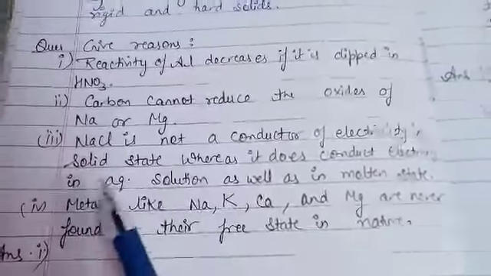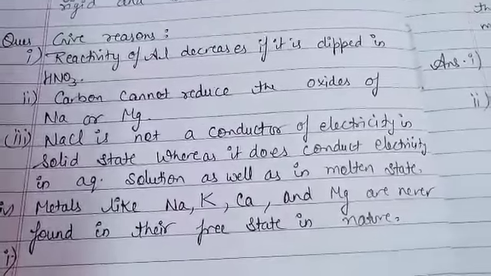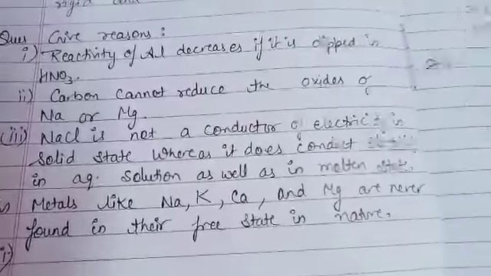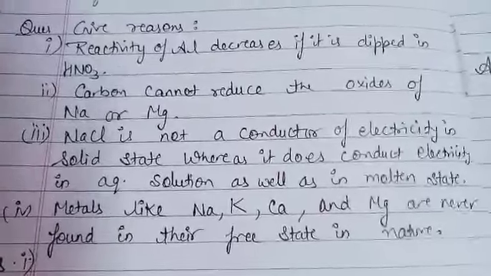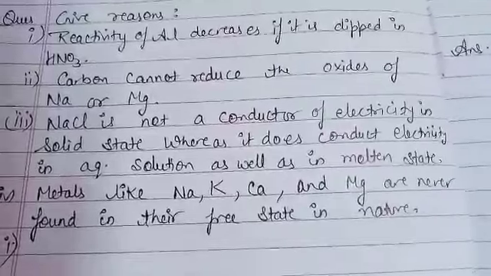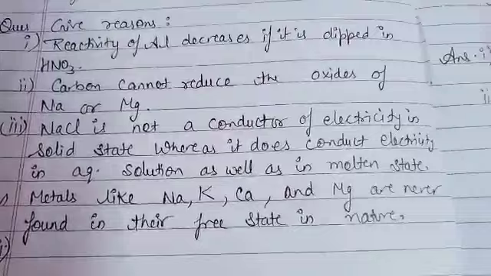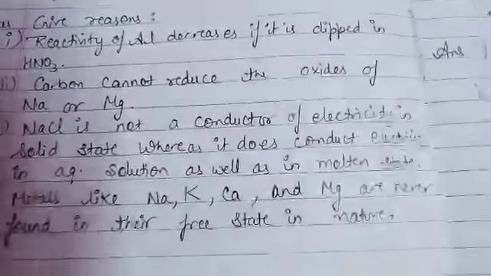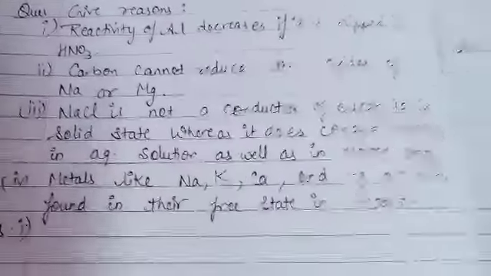Now another one we have, NaCl is again an ionic solid. It's a poor conductor of electricity in solid state but a very good conductor of electricity in aqueous or molten state. What's the reason? Actually, in solid state the force of attraction is very strong and ions are not free to move. When you dissolve it in water or melt it, NaCl dissociates into ions, and ions are responsible for conducting electricity.